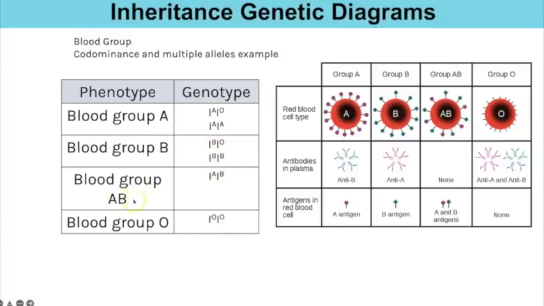To be blood group AB, this is our codominance, where we have 1 copy of both of those dominant alleles, so both are expressed. Blood group O is recessive, so it's only possible if you have 2 copies of IO, which is our recessive allele.